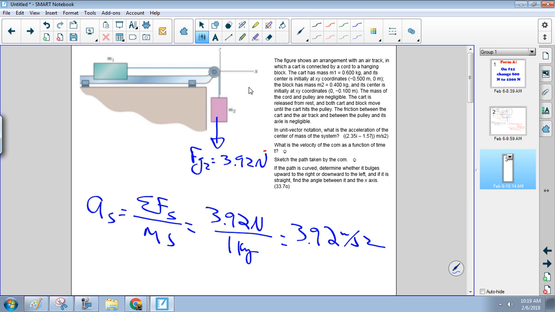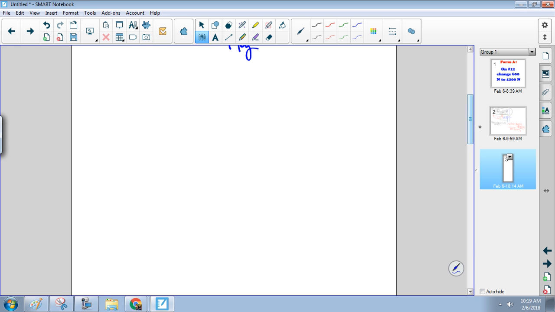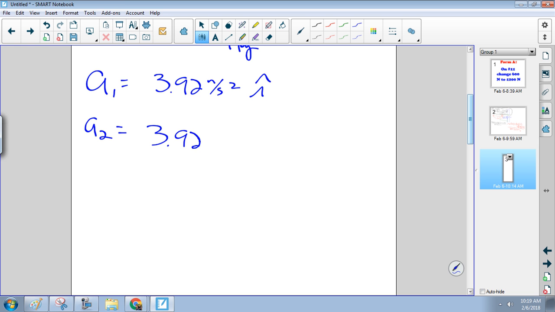All right, now, the way that we explained this before when we did this as an amorphous blob problem was we said that the pulley serves to change the direction of this force, right? So the idea is the acceleration of object 1 is going to be 3.92 meters per second squared horizontally, right? And the acceleration of object 2 is going to be 3.92 meters per second squared vertically, so negative j, right? Make sense?